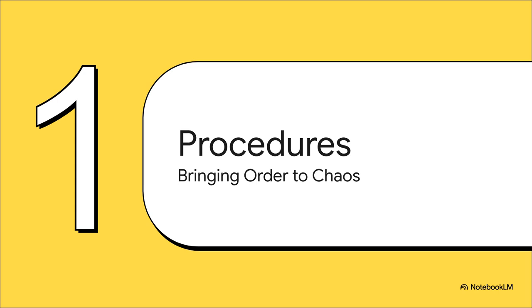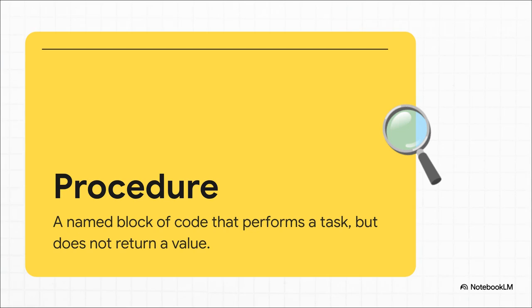So, our very first tool for bringing some order to all this potential chaos is something called a procedure. So what is it really? A procedure is basically just a chunk of code that you give a name to, and it does one specific job. The cool part is, you write the instructions once, give it a name, and then you can just call that name anytime you need that job done. It saves you from rewriting it over and over again.